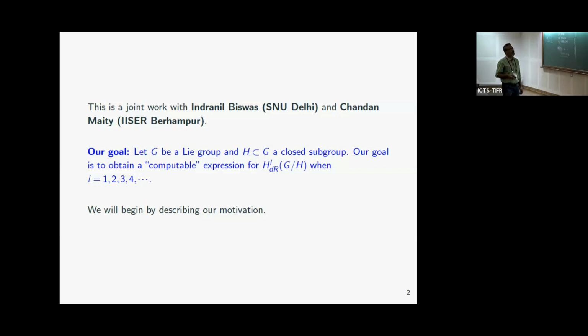At least, we have done the work for 1, 2, 3, 4. I'm going to explain what I mean by computable by giving some examples. I cannot exactly say what it means, but I'll give some examples through which it will be clear what I want to mean. And we'll begin by describing our motivation, how we came to this point about asking this question.